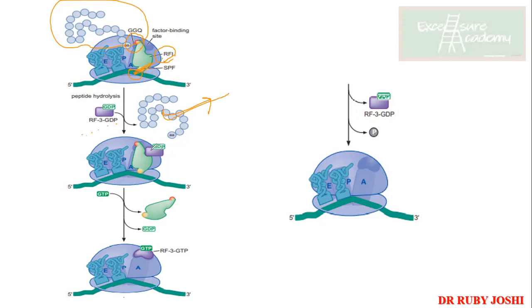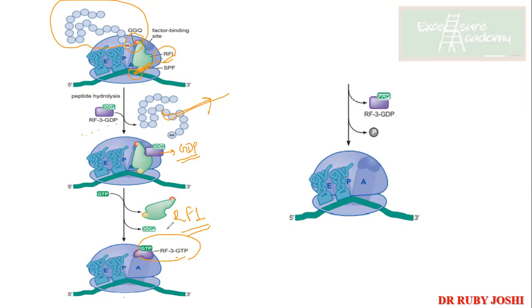Now this will initiate the release of your RF1. Okay, now RF1 is released, but still it is bound to your RF3. And RF3, when it is bound to GDP, has got high affinity for your RF1 and the ribosome, okay.